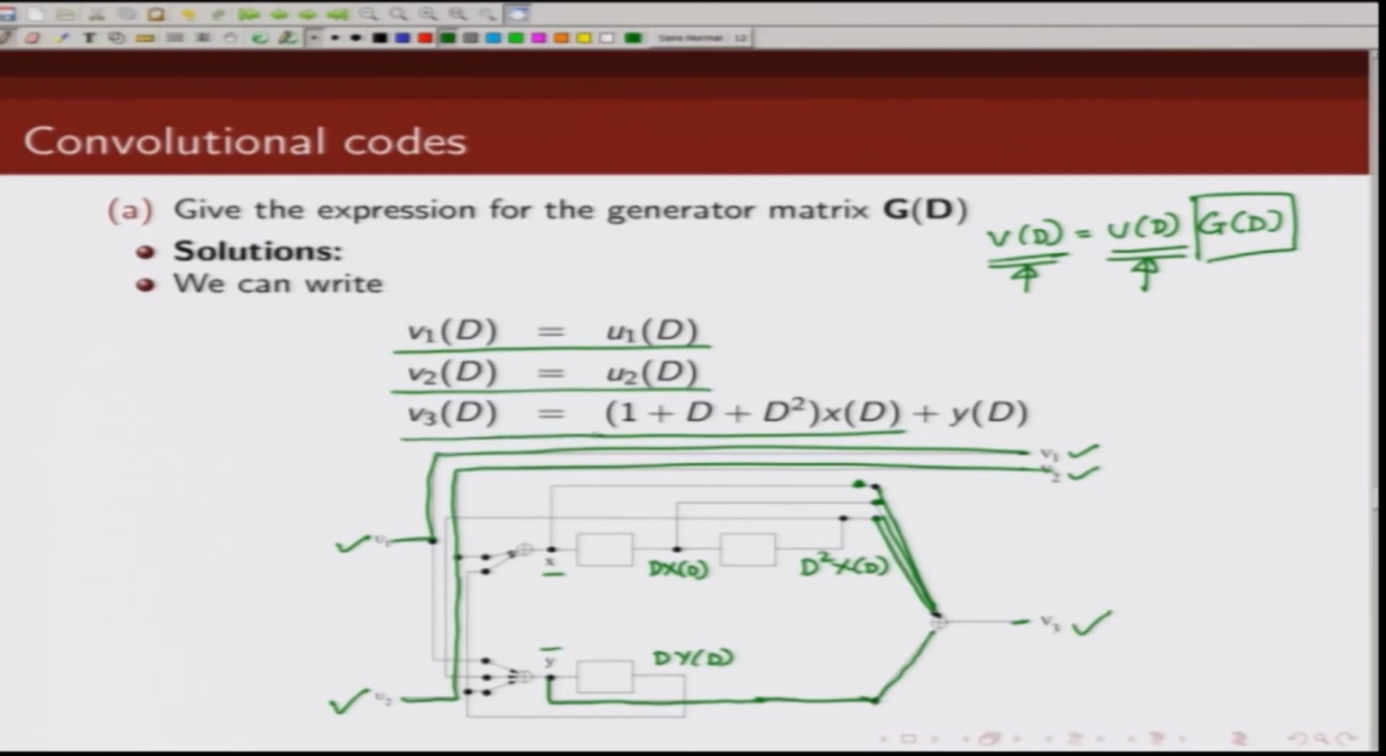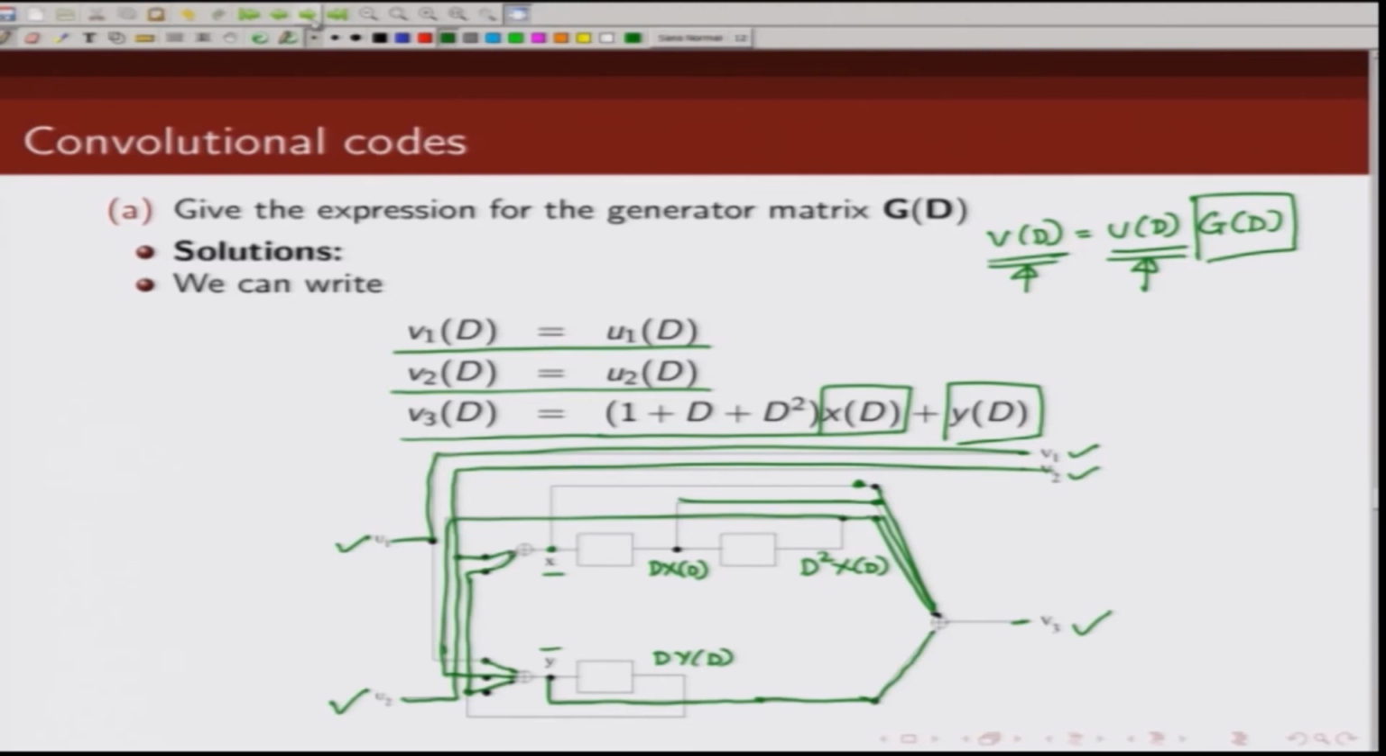So, we have written V1(D), V2(D), V3(D) in terms of U1, U2, x(D) and y(D). Now, note, we need to get rid of x(D) and y(D), and we have to write these in terms of U1 and U2. Now, what is x(D)? x(D) is this and this. Similarly, what is y(D)? y(D) is this term, this term, and this term.